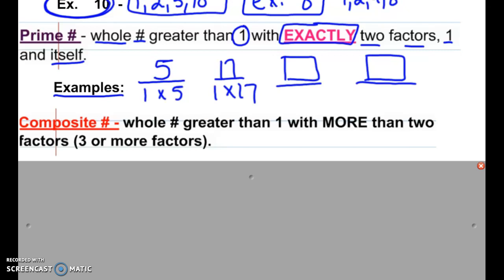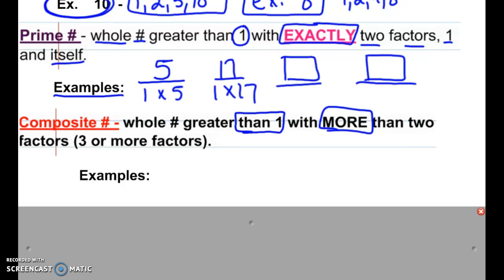Now that you have copied this, you should have down that a composite number is any whole number greater than 1. It can't be 1, it's got to be a number greater than 1 with more than 2 factors. That means 3 or more factors. So whereas the examples up here have 2 factors, the composite numbers will have more than 2. This should be a review from 5th grade.